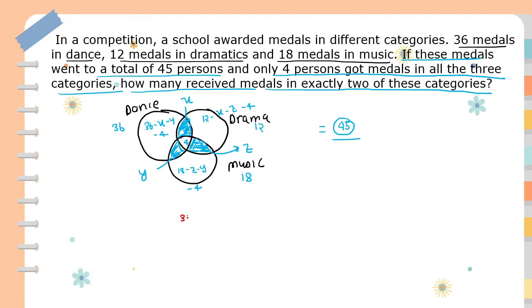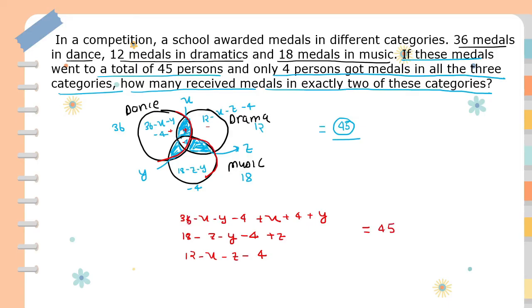So it is equal to 36 minus x minus y minus 4 plus x. So this one plus 4 plus y, so we are done with here. Now we are writing for this particular portion, that is 18 minus z minus y minus 4 plus z. So we are now done with here. So this was z and this is the remaining one, that is 12 minus x minus z minus 4. So now we are done with all. So this is equal to 45.